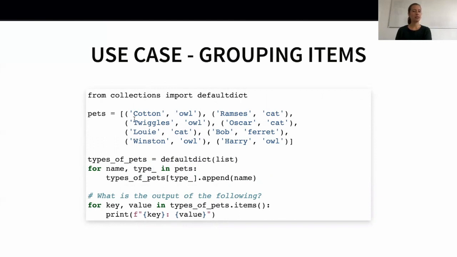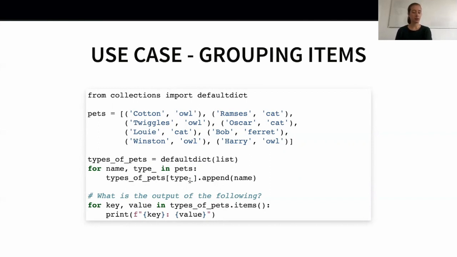Our first item in the list is cotton, that's Luke's owl. When we try to find this key, so the owl key in the at the moment empty dictionary, it won't be found. Since we use list as a default factory, a new empty list will be created and inserted into this dictionary for the key owl. We then append the name, which is cotton, to the list.